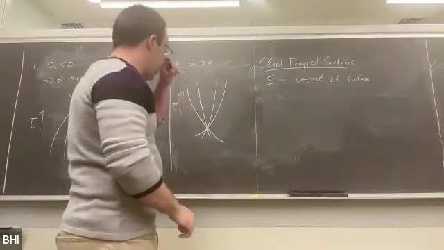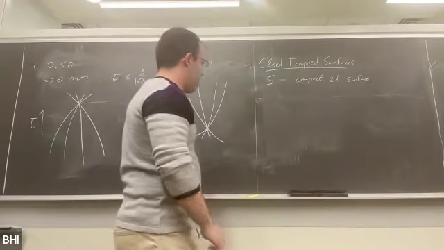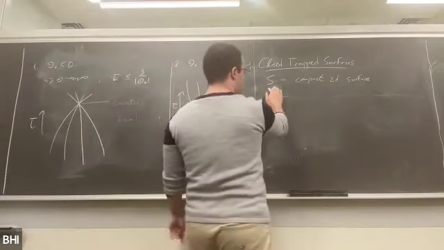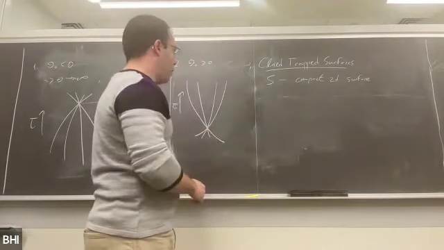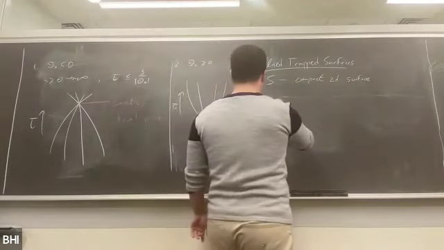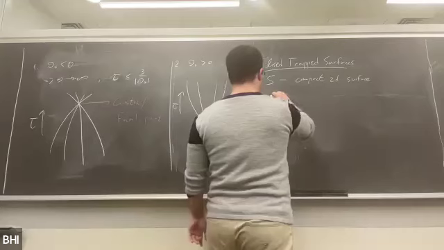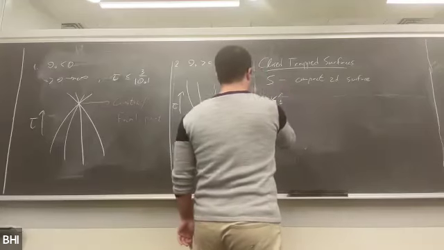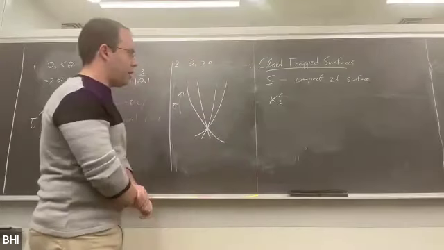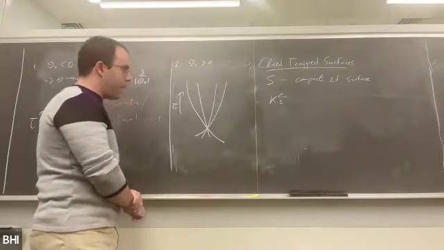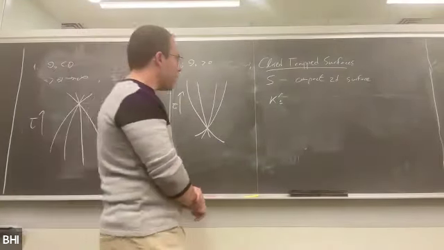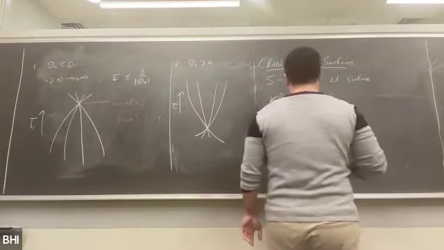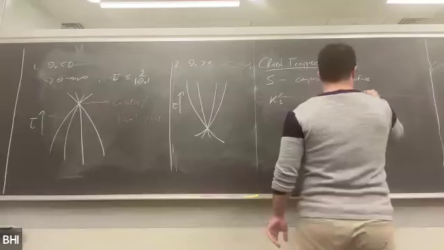We can define it more precisely in the following way. It's a compact surface with two orthogonal families of null rays, K mu plus and minus. One is future pointing and the other one is past pointing, such that the expansion parameter of both is smaller than 0.